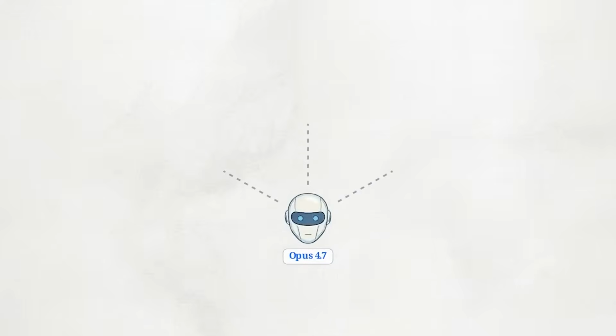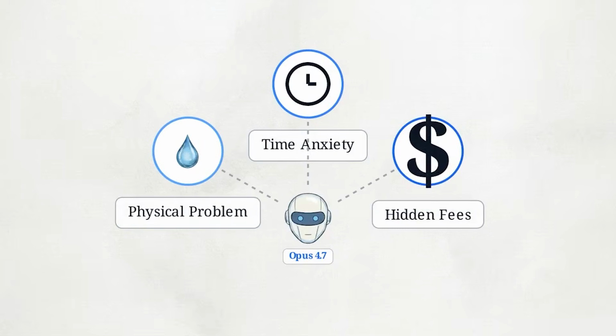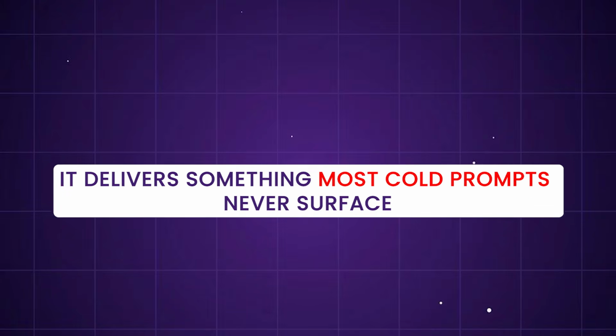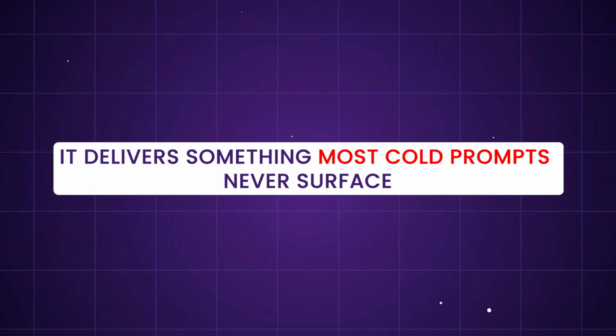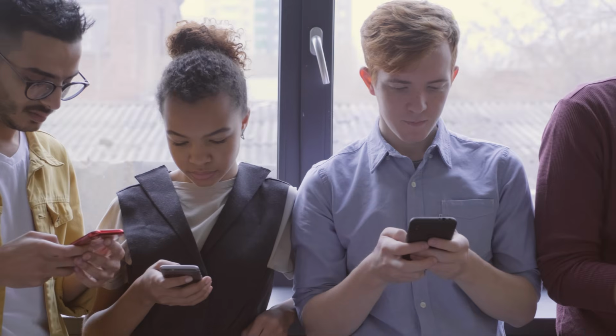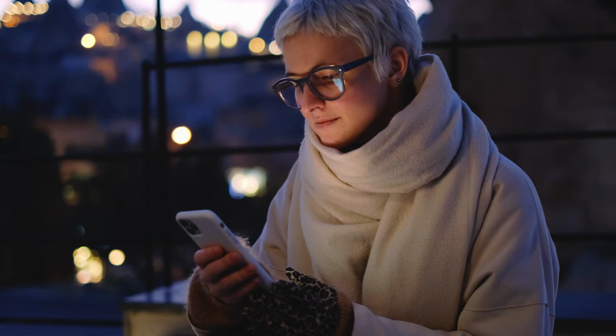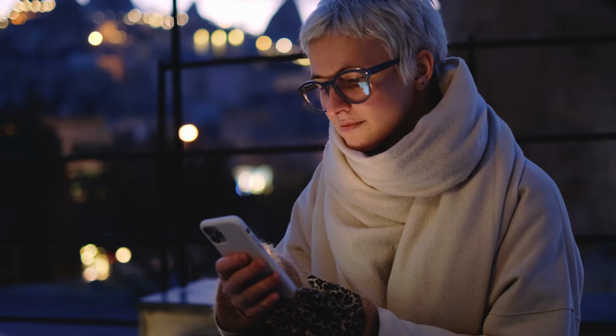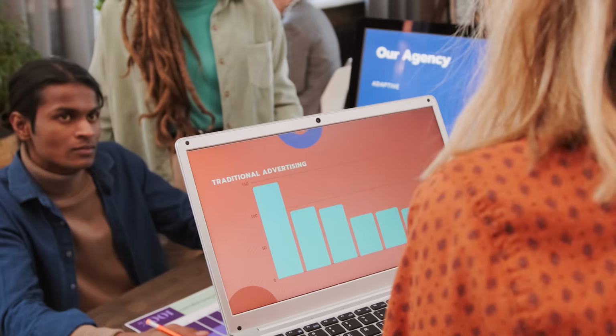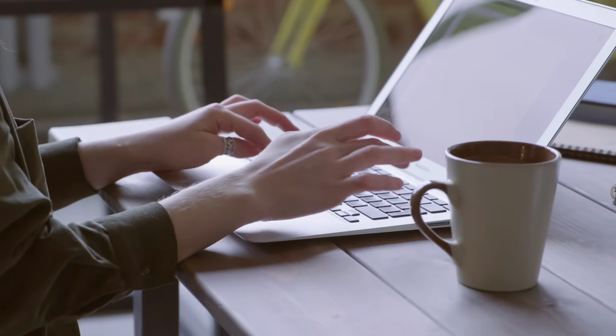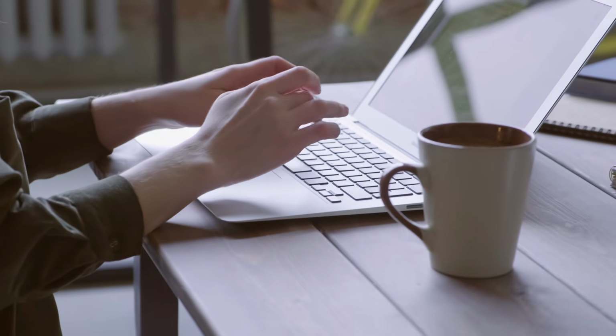Opus 4.7 was built for exactly this kind of structured reasoning. It delivers something most cold prompts never surface. Real psychological depth about what your audience fears and needs to hear before they act. The stuff that makes someone stop scrolling. The kind of insight that makes content actually convert instead of just existing. Most people skip this phase entirely. They jump straight to writing. And that is why so much AI output sounds exactly like every other piece of AI output.